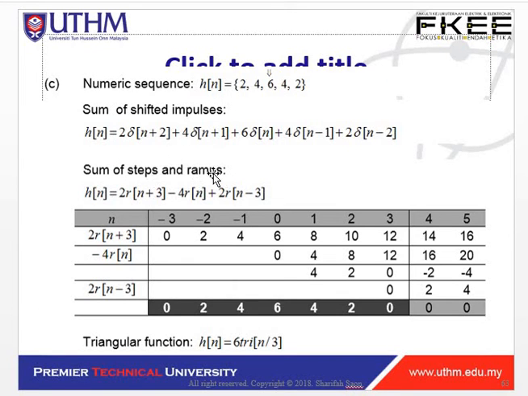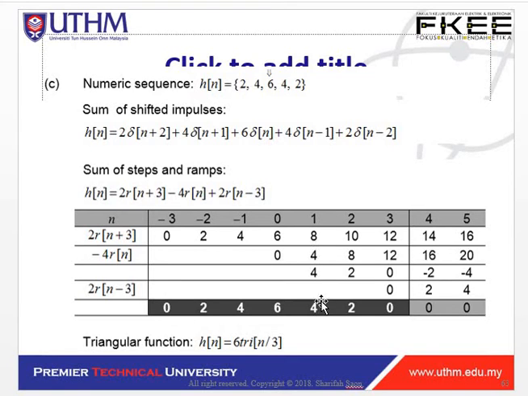Now the sum of steps and ramps. In order to get 2, 4, 6, you use the ramp. This one starts from negative 3, because bear in mind that the ramp always starts with 0. So 0, 2, 4, 6. You start from negative 3: 2, 4, 6, 8, 10, 12, 14, 16. This is what you want, and after this you want the 4 and 2.